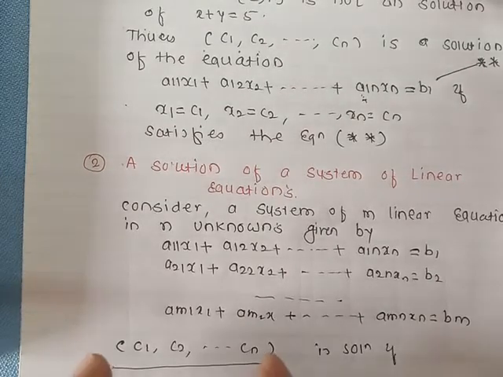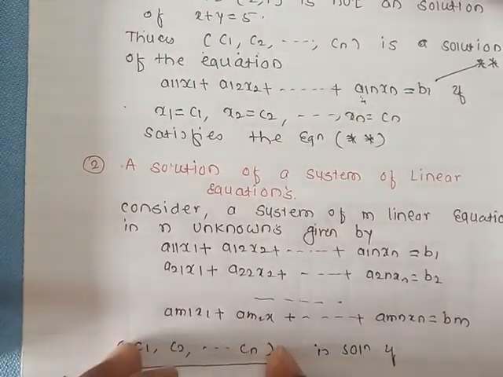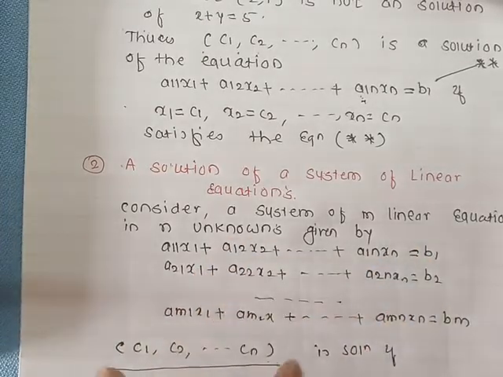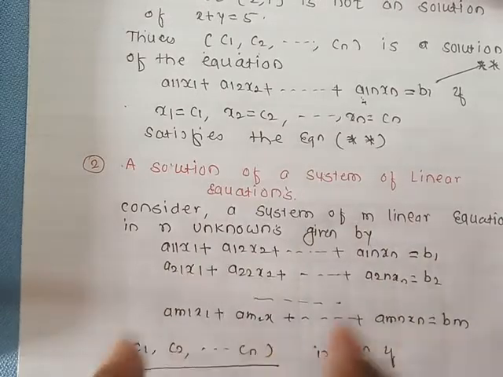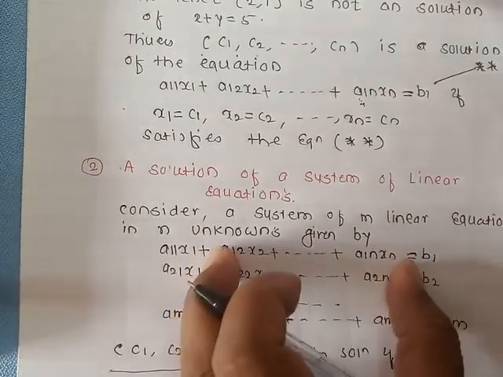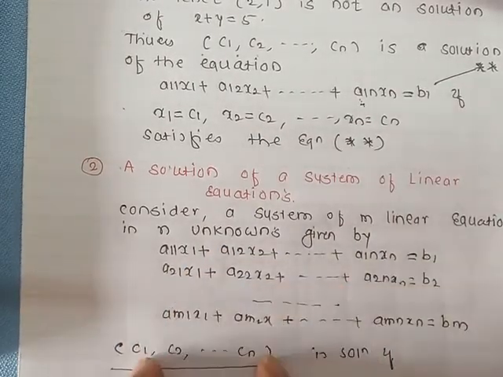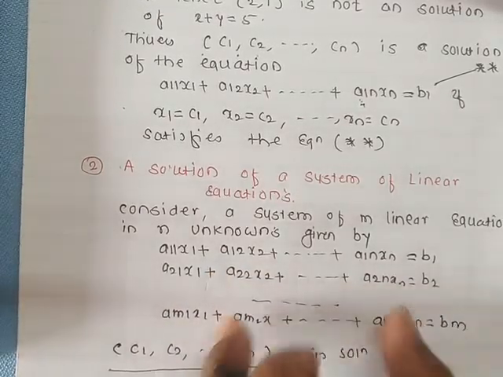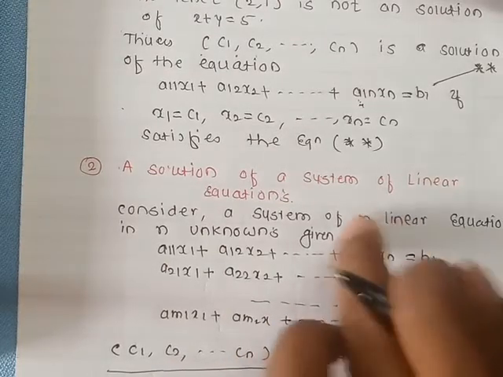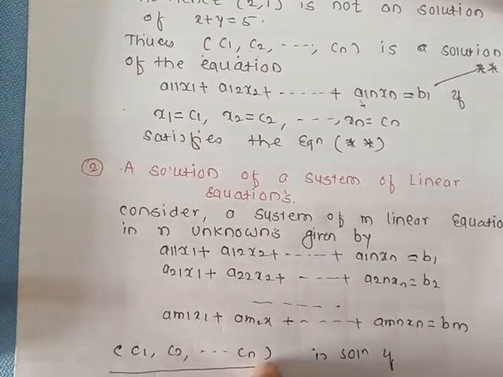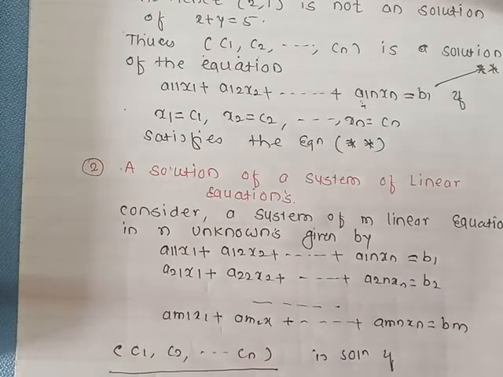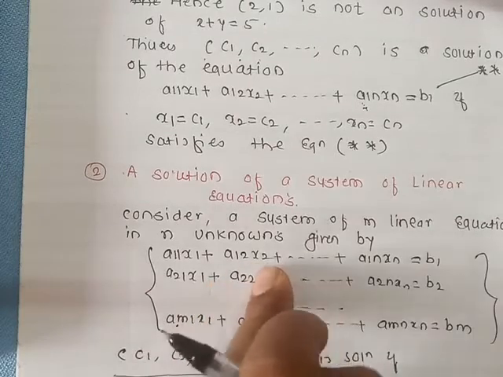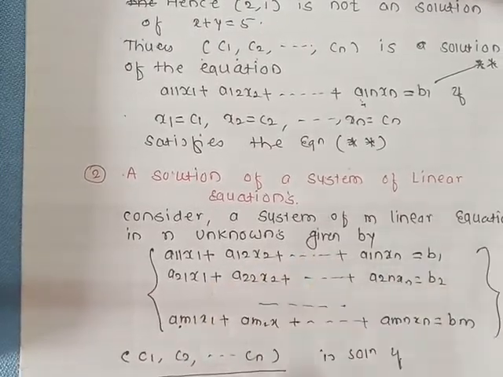a solution if the single tuple satisfies each and every equation. This tuple satisfies the first equation, this tuple satisfies the second equation, the third equation, the fourth equation, and up to the mth equation. If each and every equation gets satisfied by this tuple, then this tuple is called the solution for this system of equations.